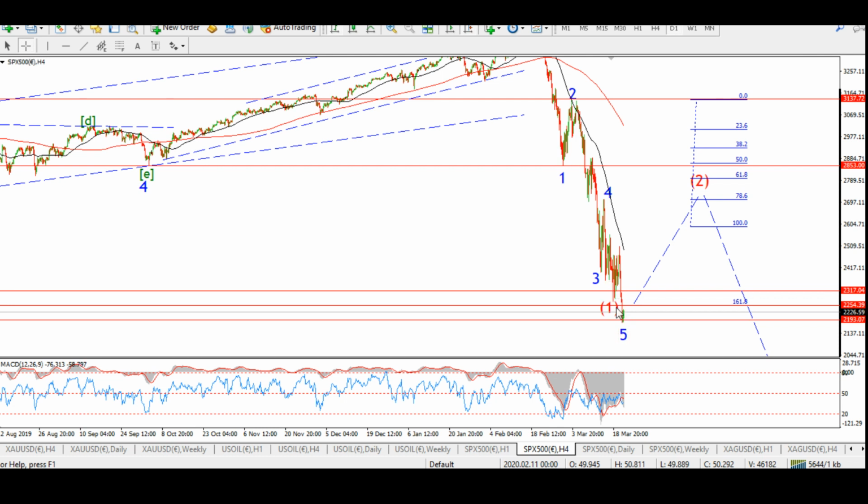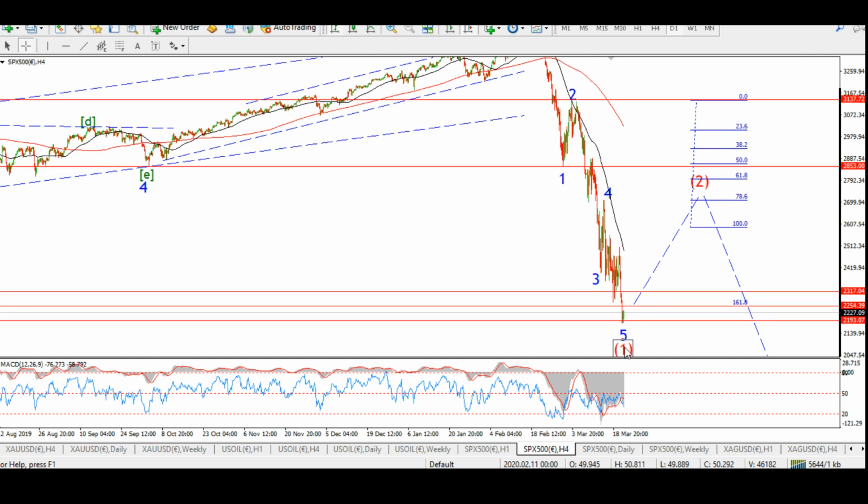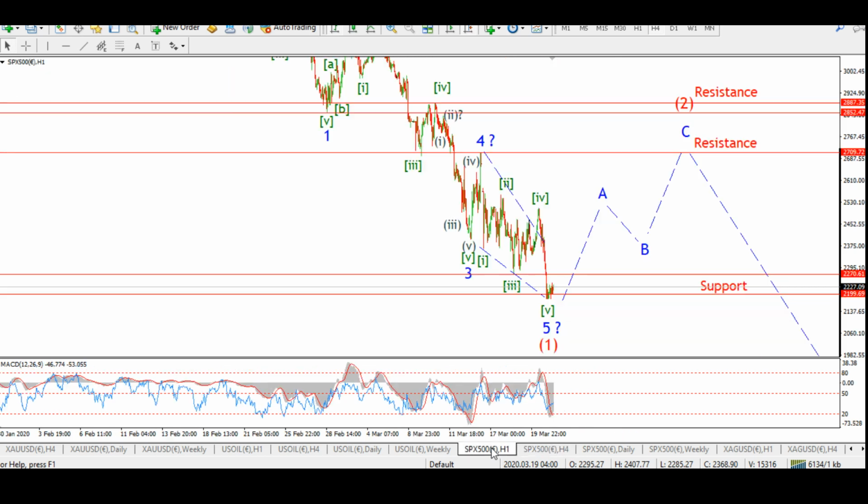I didn't update this chart for a few days, so 5 waves down. Probably a series of fourth and fifth waves in here, or again that ending diagonal, or a trumpet pattern in wave 5. Let's see. That's wave 5 of 1 rather than wave 5 of 3. We had a fourth wave high back at 2700 two weeks ago, and then it seems 5 waves down again in some sort of ending pattern in wave 1.